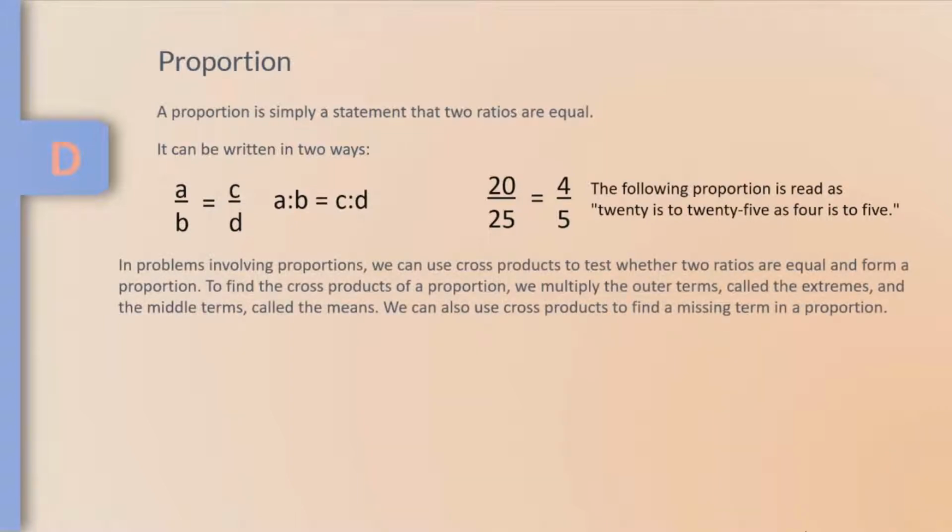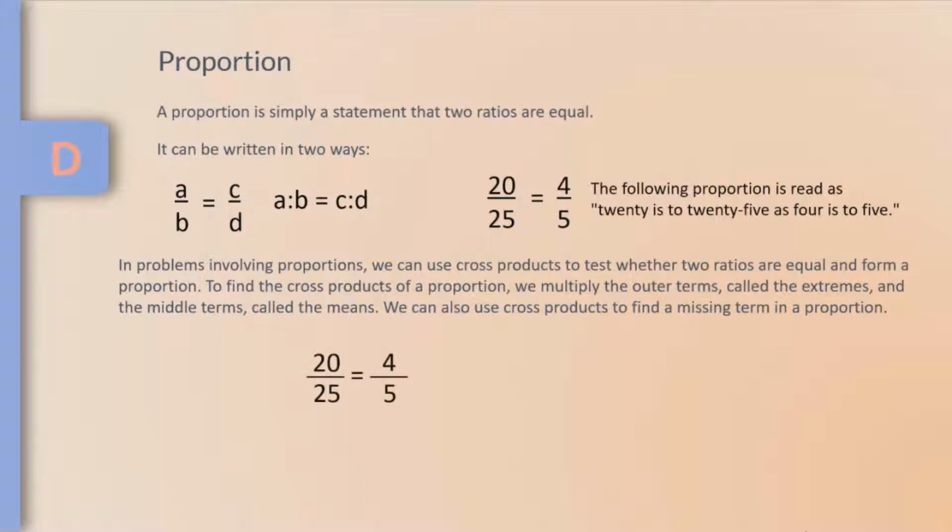In problems involving proportions, we can use cross products to test whether 2 ratios are equal and form a proportion. To find the cross products of a proportion, we multiply the outer terms, called the extremes, and the middle terms, called the means. We can also use cross products to find a missing term in a proportion.